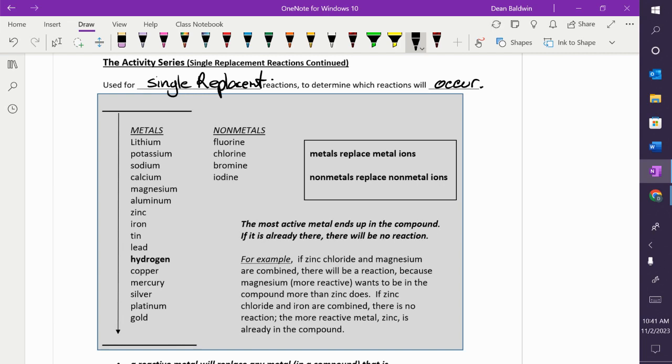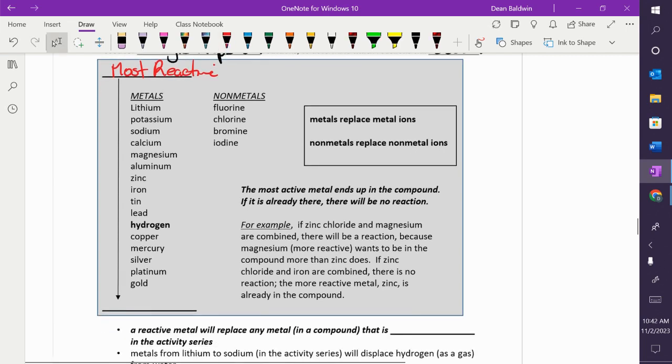Page 14. These are the most reactive, and then it decreases in reactivity going down. Okay? So lithium is going to be more reactive than potassium, than sodium, than calcium, magnesium, and so on, down to least reactive.